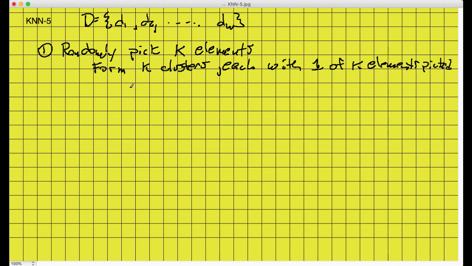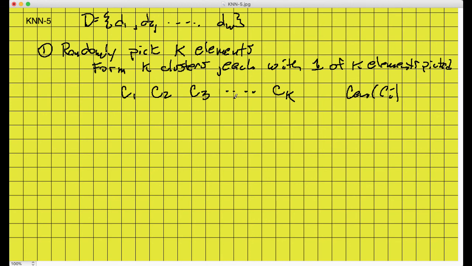So now I've got these K clusters, which I'll call C1, C2, C3, all the way up to CK, and each one is comprised of one of these elements. In other words, these K elements form K clusters, and each cluster has exactly one element in it. For each of these clusters, we can also figure out the centroid, this thing called CEN of Ci. Everybody okay with that? Fine.